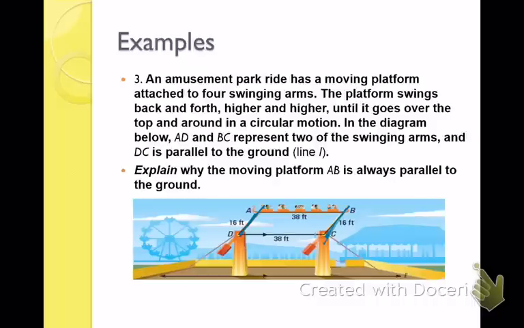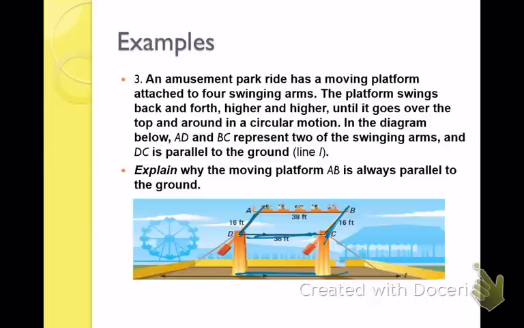And we know that DC always stays parallel to the ground. Okay? If that's the case, the moving platform AB, how is that always going to be parallel to the ground? And you would want it to be, otherwise people start falling out, right? So we don't want that.